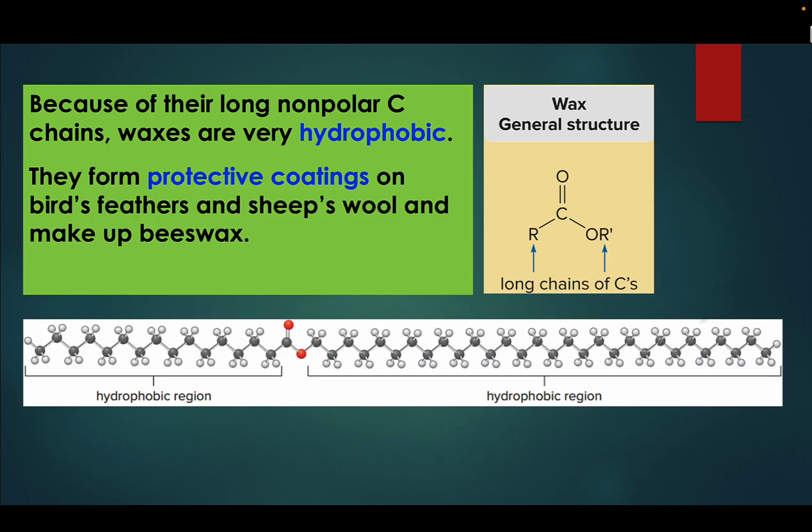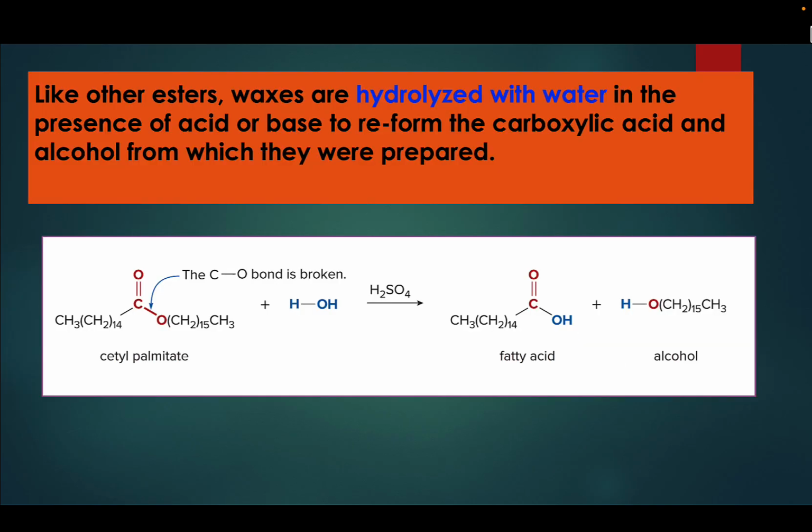These form protective coatings, birds' feathers, sheep's wool, it's kind of like a waterproofing wax, naturally occurring waxes. This is another use of lipids, which even more importantly shows how we combine a fatty acid into making an ester, which we're going to see quite a bit more moving forward.